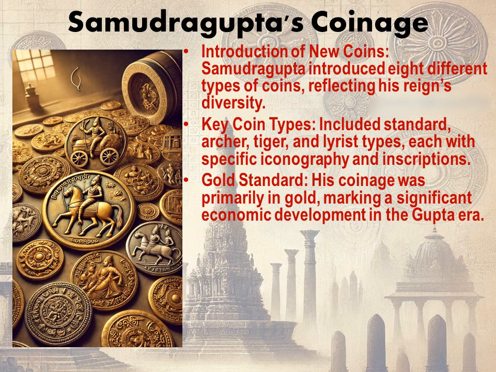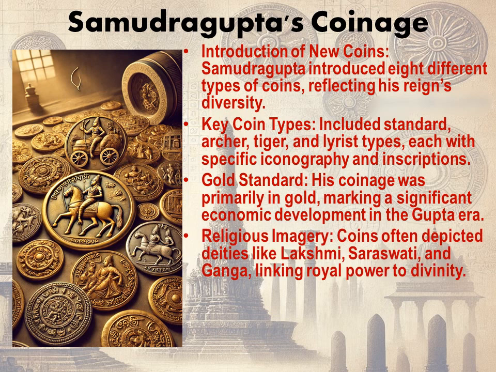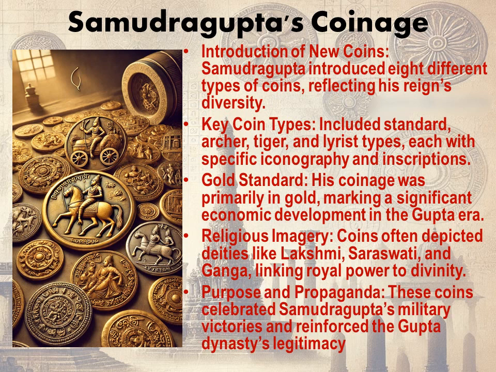So, all his coins were mostly made out of gold, and thus, this monetary exchange or monetary relationship during his empire marks the economic development under the rule of Samudragupta. Coins often depicted deities like Lakshmi, Saraswati, and Ganga, linking royal power to divinity. So these are ancient Brahmanical deities which were depicted in his coins and are still worshipped today. So Lakshmi, Saraswati, and Ganga establish his royal power by linking it with divinity.